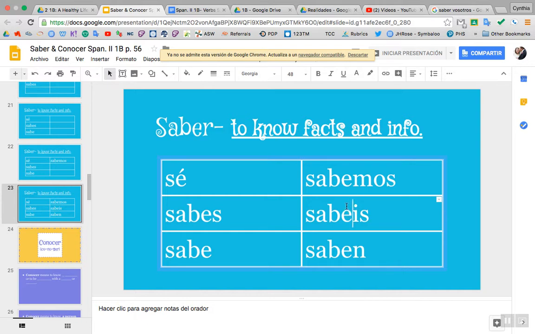And the reason that's not there is because I used to not teach vosotros because I did not grow up using vosotros. However, we are teaching it now at school. So make sure you have that and put an accent on the E right here. And then we also have saben. I know, you know, he or she knows, we know, they or y'all know, and they know or y'all know if you're in a place that does not use vosotros. Okay.